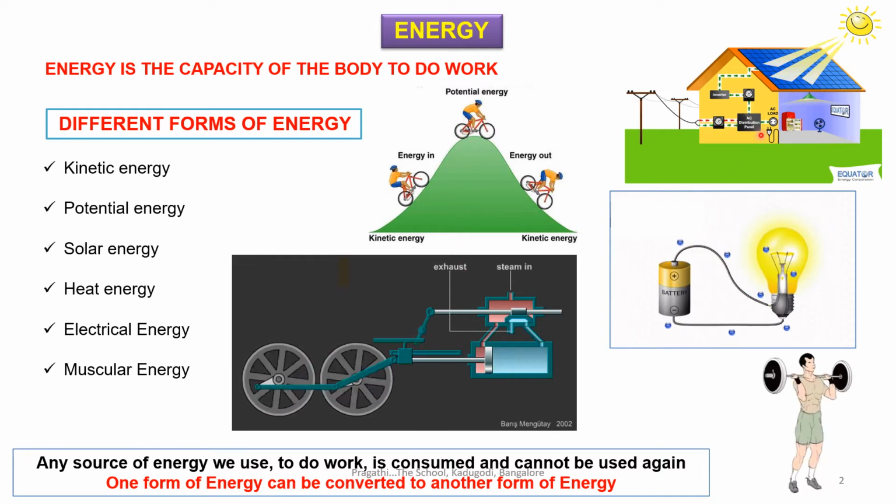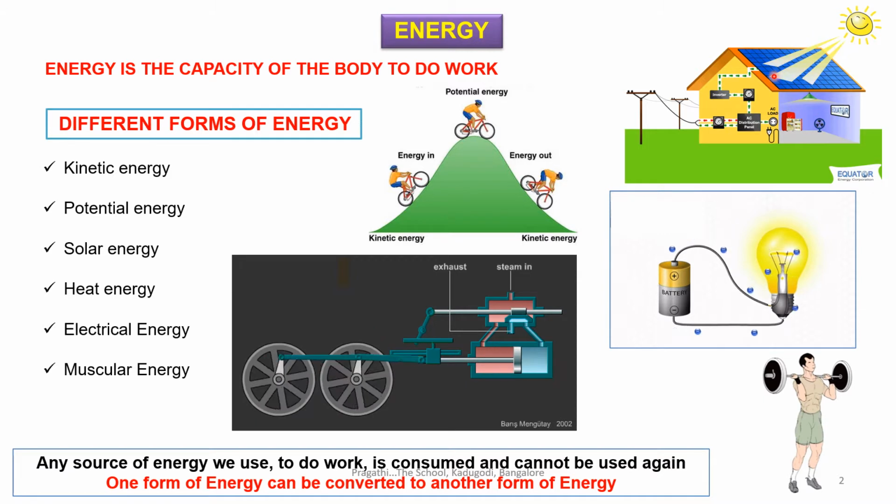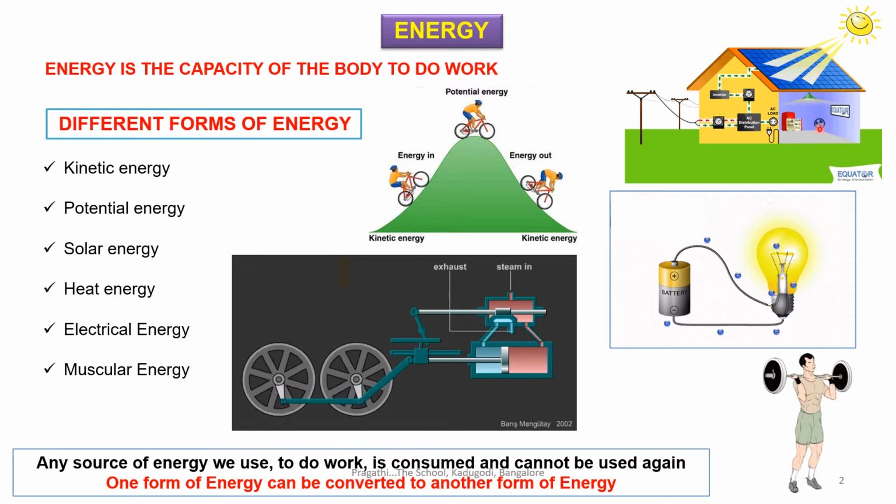Then coming to the solar energy, we are seeing the solar energy here. Sun rays will fall onto the solar panel, then the electricity is generated and it can be used for house appliances like light, fan, fridge. Then again it can be given back to the grid.